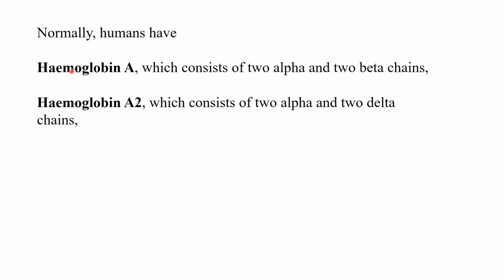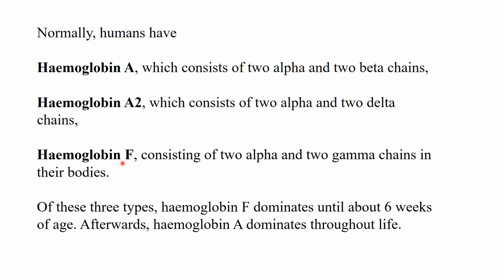Normally, humans have hemoglobin A, which consists of 2 alpha and 2 beta chains; hemoglobin A2, which consists of 2 alpha and 2 delta chains; and hemoglobin F, consisting of 2 alpha and 2 gamma chains. Of these three types, hemoglobin F dominates until about 6 weeks. 6 weeks तक hemoglobin F dominate होती है. Afterwards, hemoglobin A dominates throughout life. Hemoglobin A has 2 alpha and 2 beta chains, and it is the dominant form of hemoglobin.